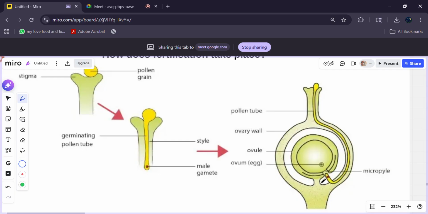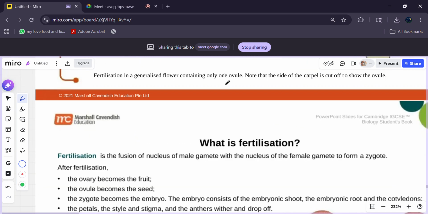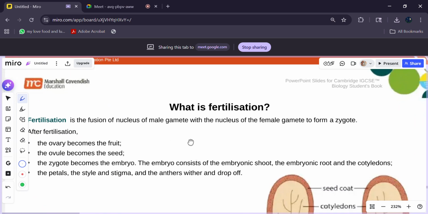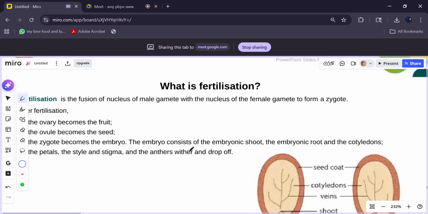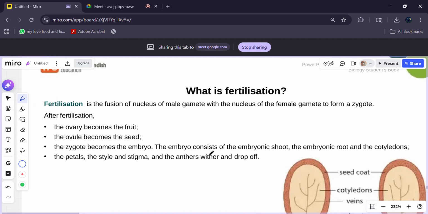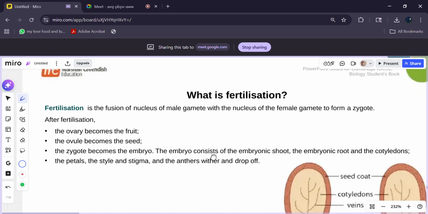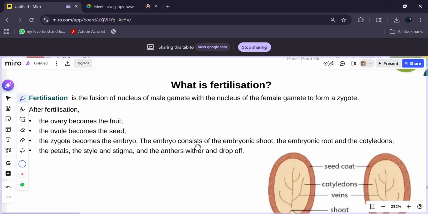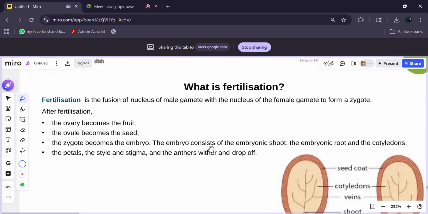Fertilization is the fusion of the nucleus of the male gamete with the nucleus of the female gamete to form a zygote. Fertilization, as I explained, is the fusion of the nucleus of the male gamete with the nucleus of the female gamete to form a zygote.